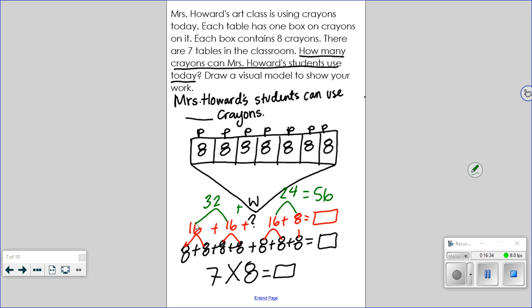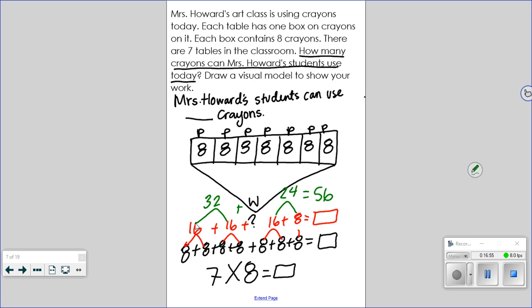Are we done? No. Step number 5. What does step number 5 say? Eliana, what does step number 5 say? It says, so make sure your answer makes sense. Make sure it makes sense.